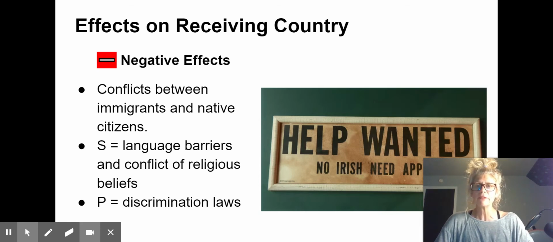Another negative effect could be political, and that can be any kind of discrimination law. So I have put there a picture of "Help wanted, no Irish apply." So countries sometimes pass laws and businesses follow practices that actually discriminate against immigrants. And this discrimination against the Irish in the United States happened in the early 1900s. And these kinds of signs appeared all over large US cities where they had a huge number of Irish immigrants.